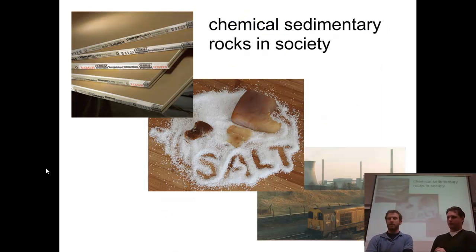Okay, and then we have a couple different chemical sedimentary rocks. The first one is drywall. Drywall, or gypsum. Gypsum, yeah. And then we have salt that we have already talked about. And then down here in this last picture is coal. We can see the coal mine in the back there, and we can see the train cars there in front.